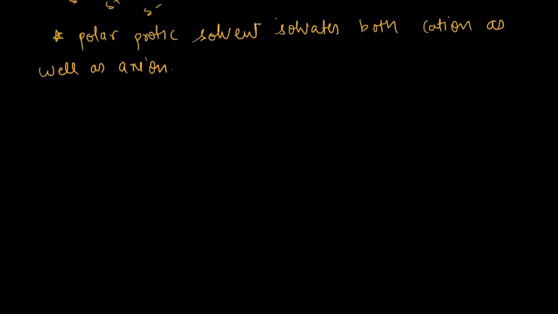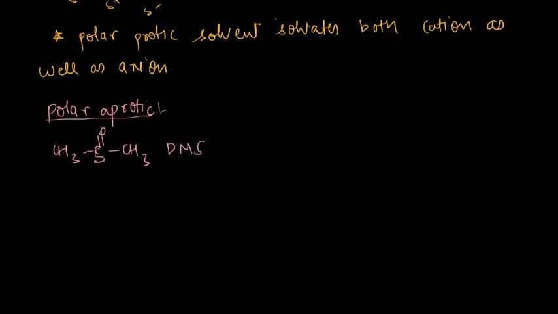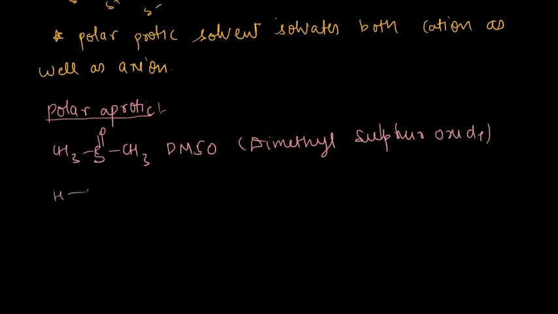So we're going to look at polar aprotic. What does a polar aprotic do? We have some examples of polar aprotic compounds. CH3-C=O-CH3 with sulfur, it is also known as DMSO, dimethyl sulfoxide. And we have HC=O with CH3 and CH3.